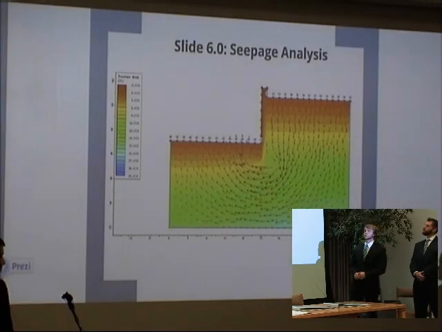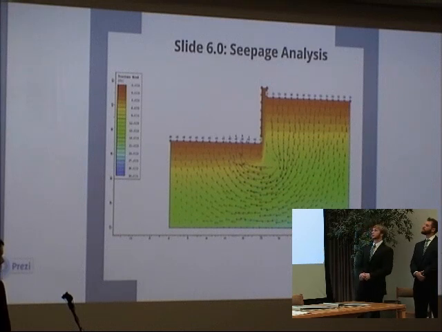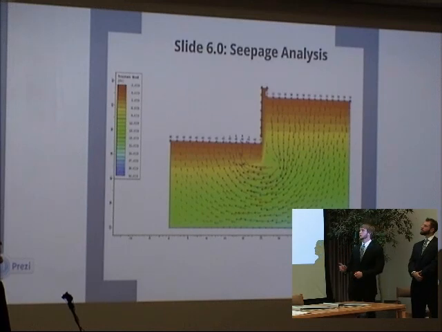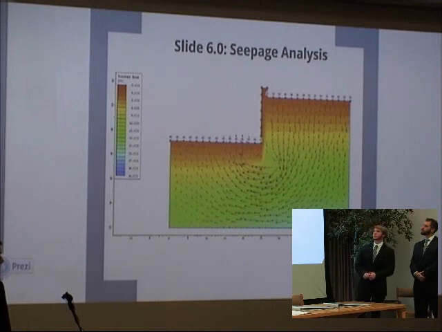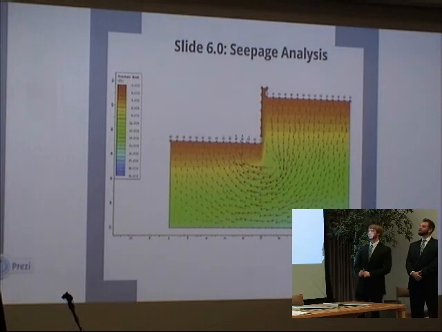This is a slide 6.0 seepage analysis of that retaining wall. It shows that the water will flow from up to down, obviously, and give us an upward velocity at the bottom of our wall. The upward velocity was then used to calculate the seepage forces and a factor of safety against piping and erosion. We ended up with a factor of safety of 6.5 against piping and erosion, which makes this wall very safe against that.